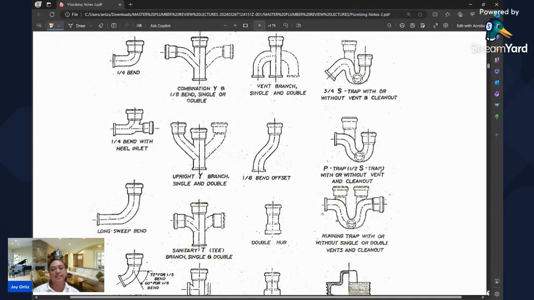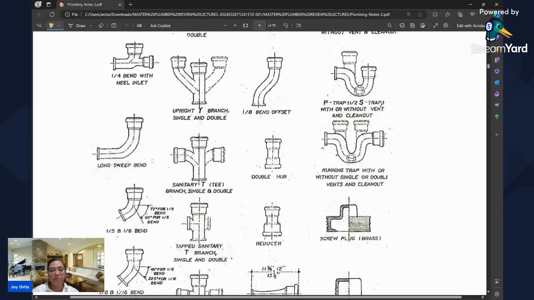So here's the different designs of the fittings. So we have the 1/4 bend, the combination of the Y and 1/8 bend, single or double. You have the bent branch and double. 3/4 S, this is S trap with O bend, a clean out. We have also the 1/4 bend with heel inlet, and this is the upright Y branch, single and double. We have the 1/8 bend offset. This is the P trap, 1/2 S trap, with or without the vent, and clean out. And this is the long sweep bend. And this is the sanitary T branch, single, a cup, or double.